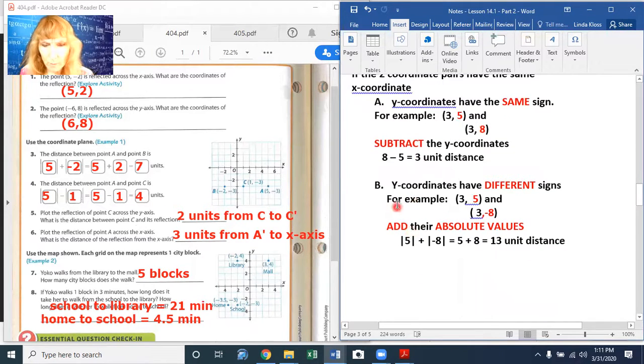Now, part B is if the y coordinates have different signs. And remember, the x coordinates are still the same. They're still 3. So they're both 3. But this time the y coordinates have different signs. 5 is positive, negative 8 is negative. Then when that's the case, they're going to be in separate quadrants. So you're going to add their absolute values. 5 plus negative 8 in absolute values is going to be 5 plus positive 8, or 13 unit distance.